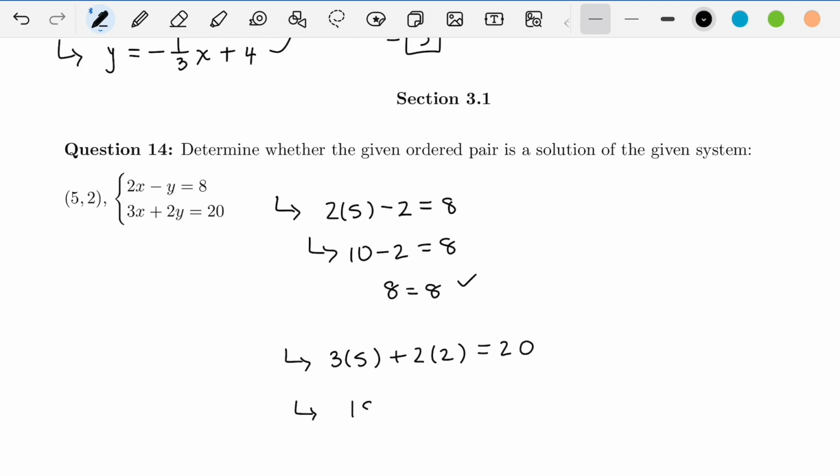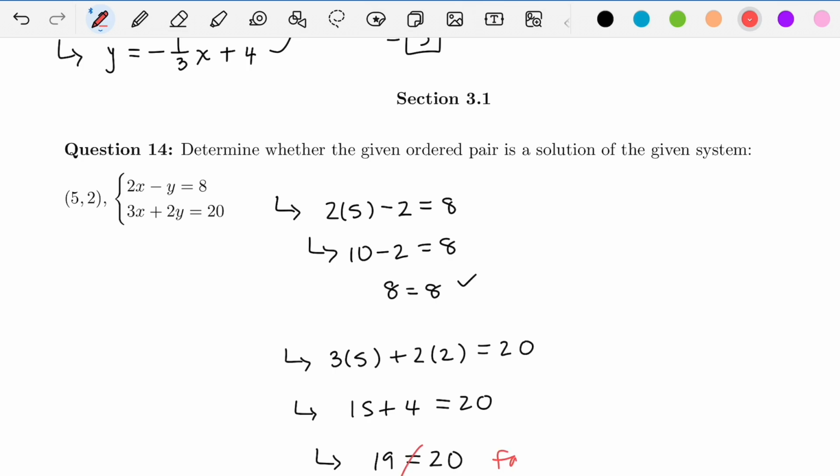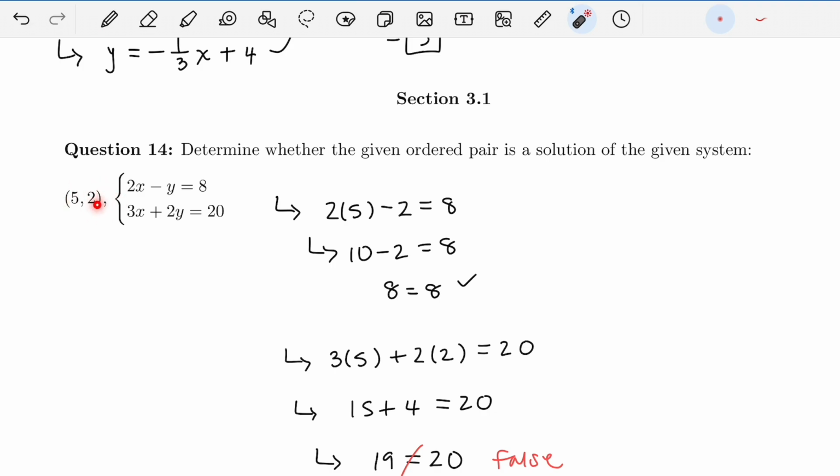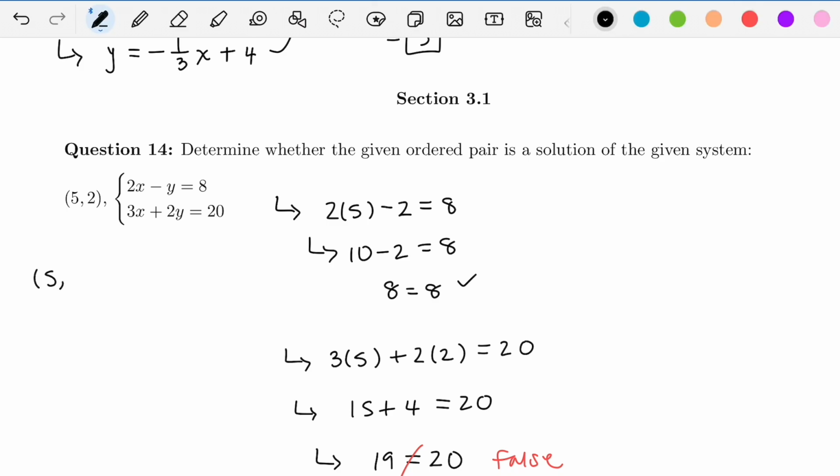Here we're going to have 15 plus 4, and so we'll get 19 is equal to 20. But this is not a true statement. This is going to be a false statement, and this means that this ordered pair is not going to be a solution because it doesn't satisfy both of the equations. So we would say this is not a solution.